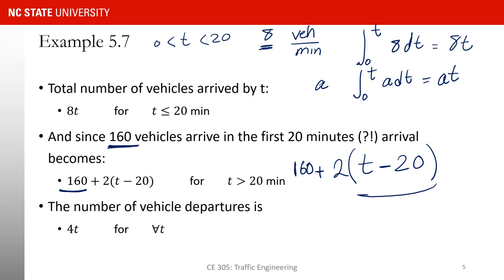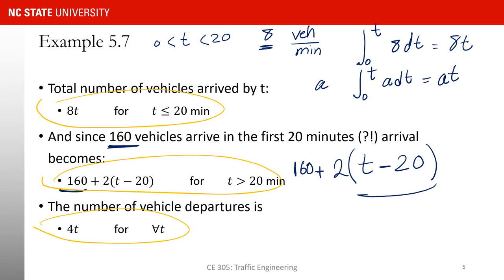So what do we have now? We have arrival before t equal to 20, we have arrival after t equal to 20, and we have the departure. What I want to do is draw these three on a graph, so that you can see how the queue lengths and time in the system change over time.